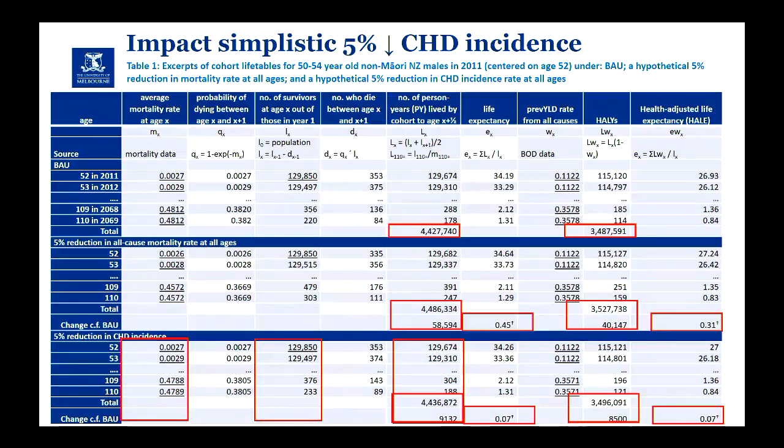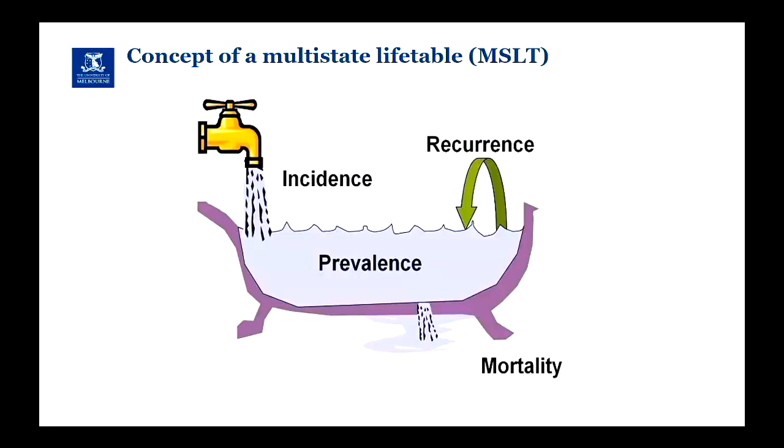So that's it. In concept terms, that's how we do these multi-state life tables. I just showed you one disease, but imagine 16, 20 of them in parallel, each coming back up to feed into the all-cause mortality life table. And that's what it looks like.